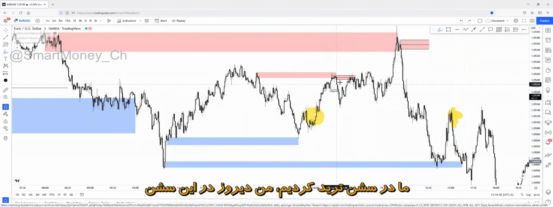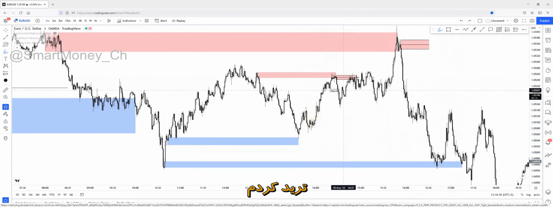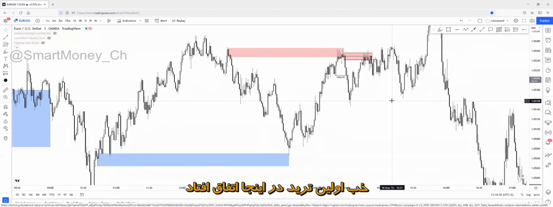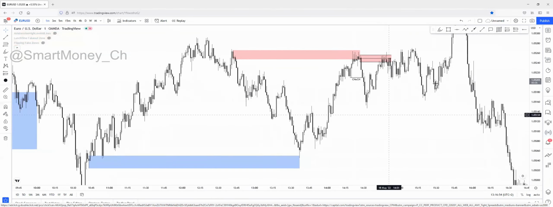I traded this session yesterday, and I took 2 break-even trades. Let me break down these 2 break-even trades. So the first trade happened right here, because as you can see, this was New York open.